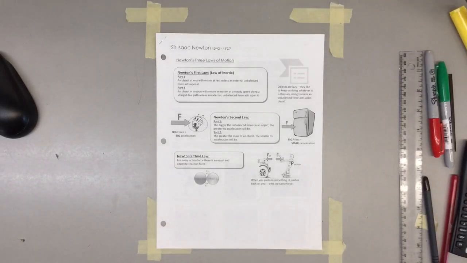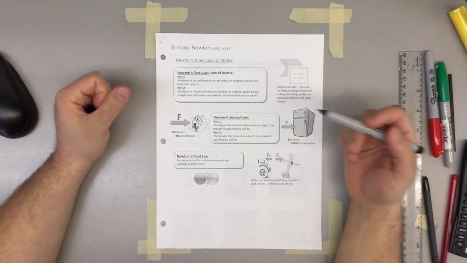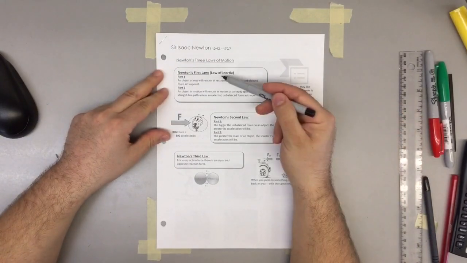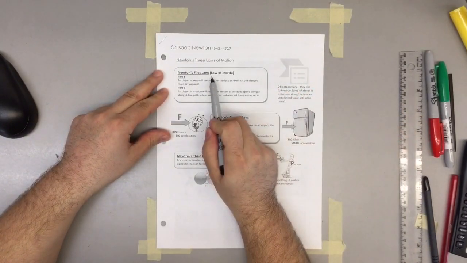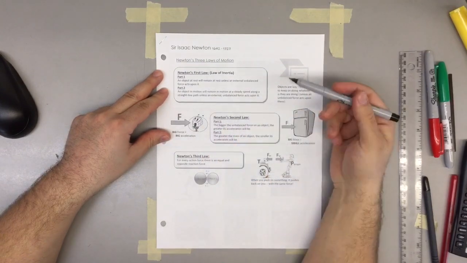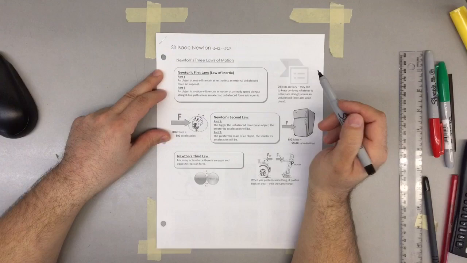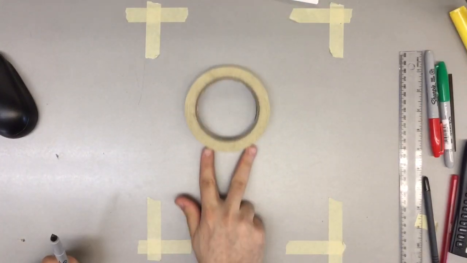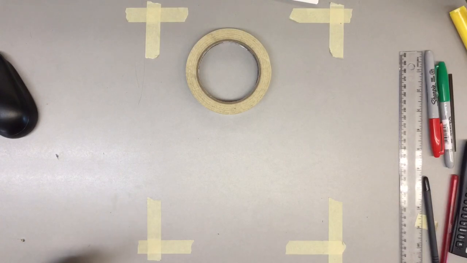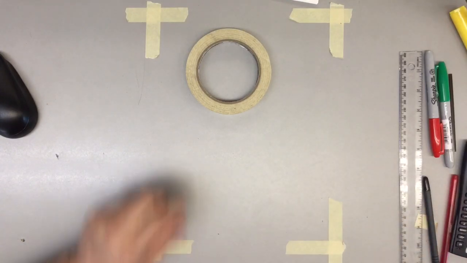We are going to start talking about Isaac Newton, or Sir Isaac Newton, and his 3 laws of motion. His first law of motion, which we call the law of inertia, really builds off of the last 2 scientists that we talked about. So Aristotle, he told us that if you push on something, it moves. If you don't push on something, it doesn't move.